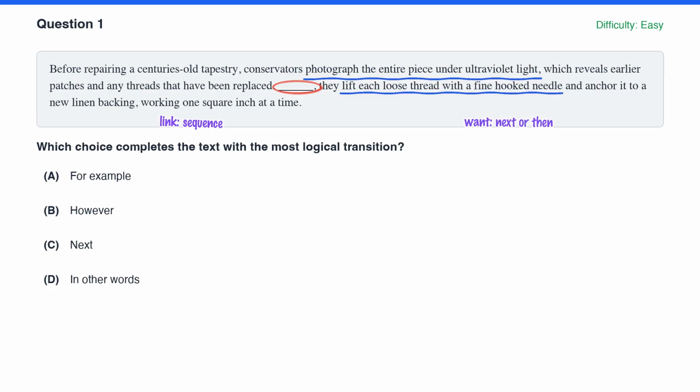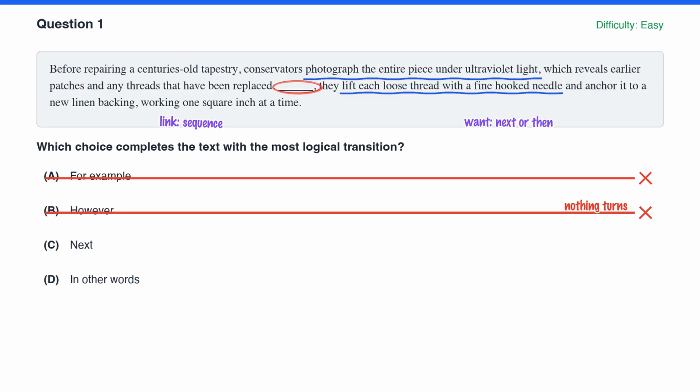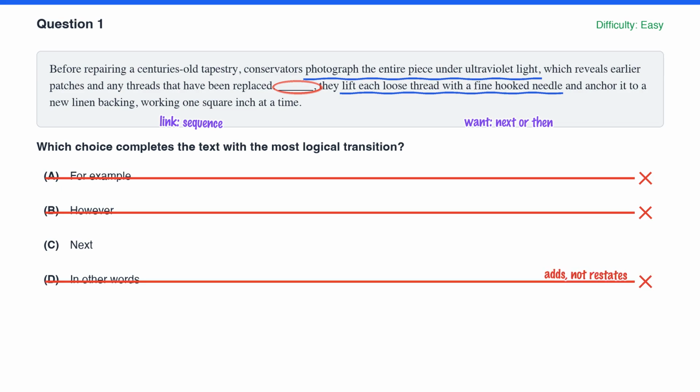Now the choices. "For example" would make thread lifting an example of photographing, and those are two different jobs entirely. Set it aside. "However" promises a turn and nothing here turns, the work just continues. Cross it off. "In other words" would restate the first sentence, but the second sentence says something new. Drop it. "Next" simply moves us to the following stage of the job, and that is exactly the link.